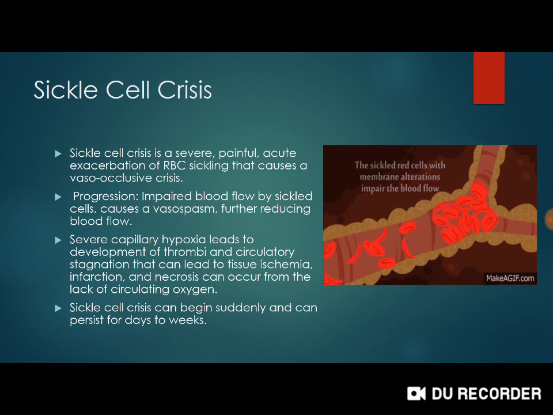Sickle cell crisis is another important clinical manifestation that can be life-threatening, which is a severe, painful, and acute exacerbation of red blood cell sickling that causes a vaso-occlusive crisis. Progression is from impaired blood flow by sickled cells that causes a vasospasm, which further reduces blood flow. Severe capillary hypoxia leads to development of thrombi and circulatory stagnation, and tissue ischemia, infarction, and necrosis can occur from the lack of circulating oxygen. Sickle cell crisis can begin suddenly and can persist for days to weeks.